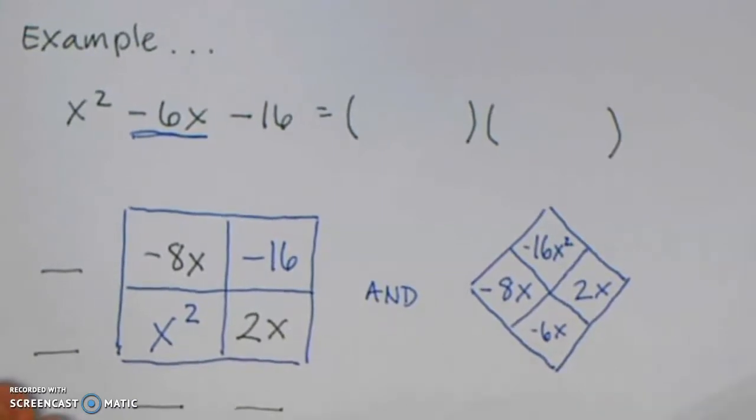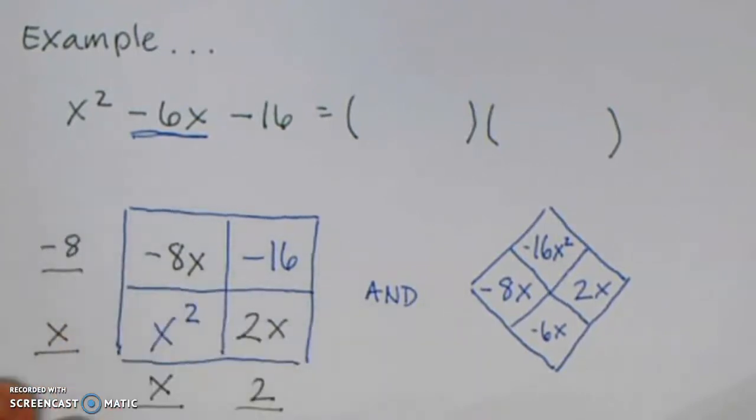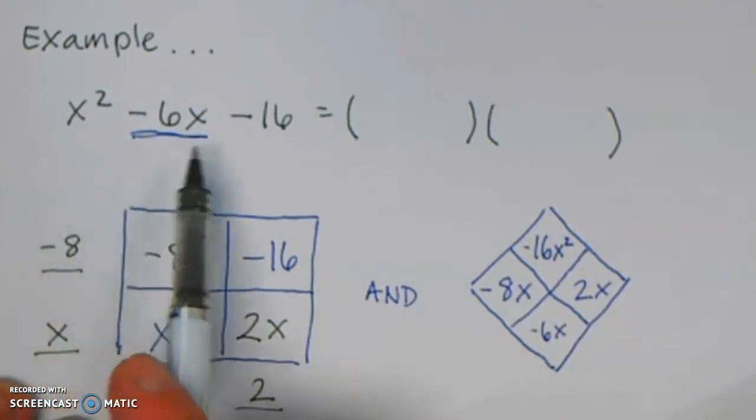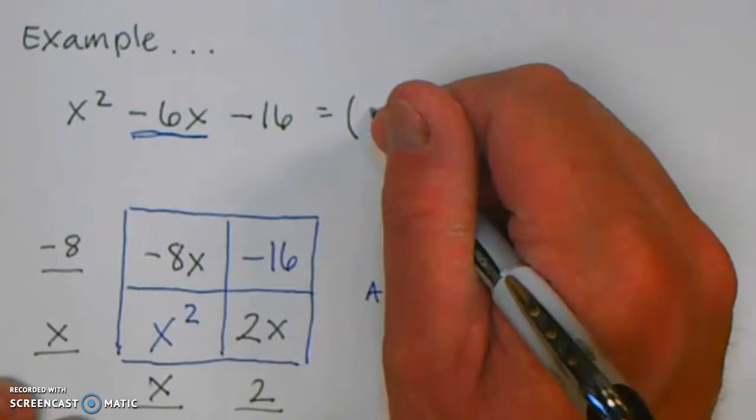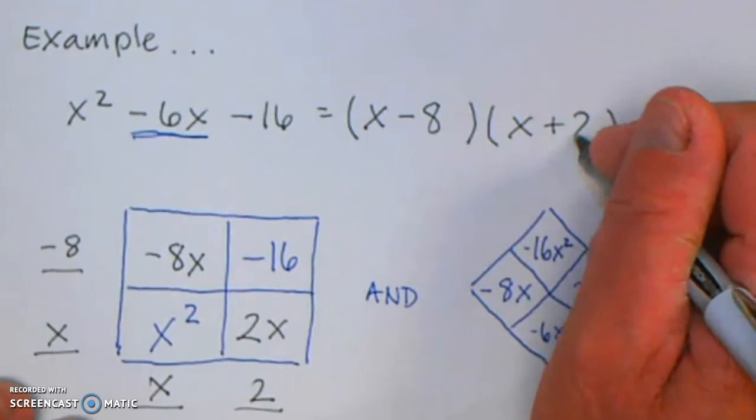Okay, check your work here. Here we go. You should have had x times x make x squared. To get 2x here, I already have the x on the left side, so I just need to bring a 2 in. And to get negative 8x, I just need a negative 8 here. And let's make sure this works. Negative 8 times 2 is negative 16. So that means the factors of x squared minus 6x minus 16 are these: x minus 8 times x plus 2.